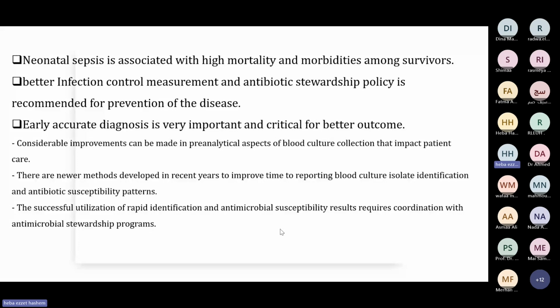Considerable improvement can be done in the pre-analytical aspect of blood culture collection that impacts patient care. Again, newer methods have been developed in recent years to improve the time to reporting of blood culture isolation, identification and the antibiotic susceptibility testing to be used. The successful utilization of rapid identification and antimicrobial susceptibility results requires coordination with the antimicrobial stewardship programs.